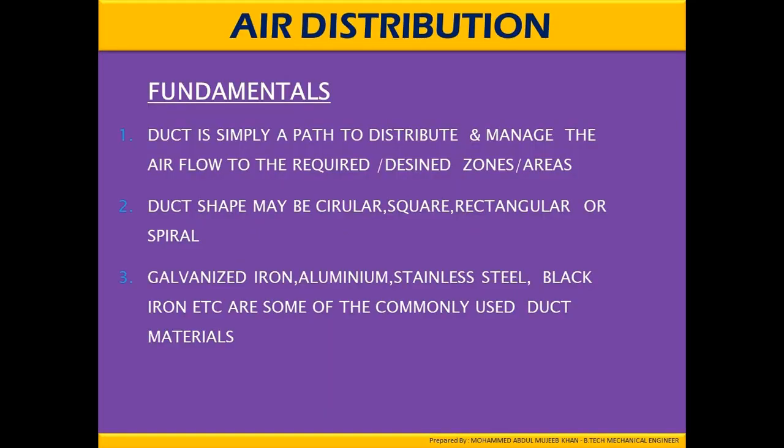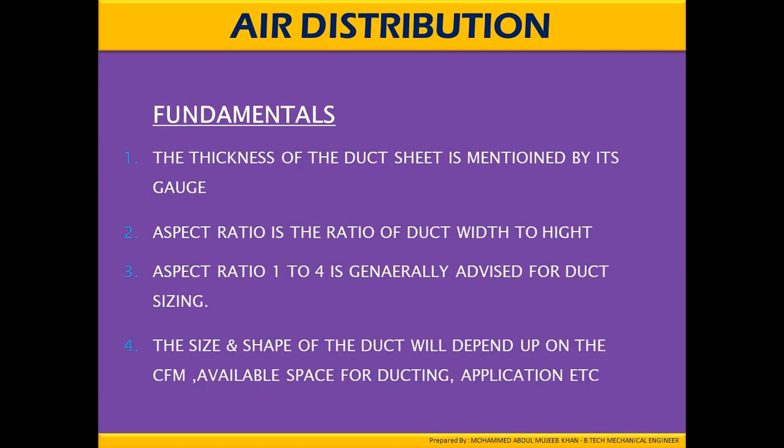Duct is simply a path to distribute and manage the airflow to the required design zones areas. Duct shape may be circular, square, rectangular or spiral. Galvanized iron, aluminum, stainless steel, black steel, iron, etc. are commonly used in the duct material. The thickness of the duct sheet is mentioned by its gauges.